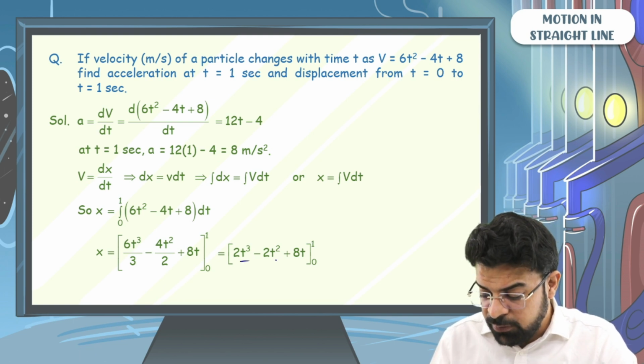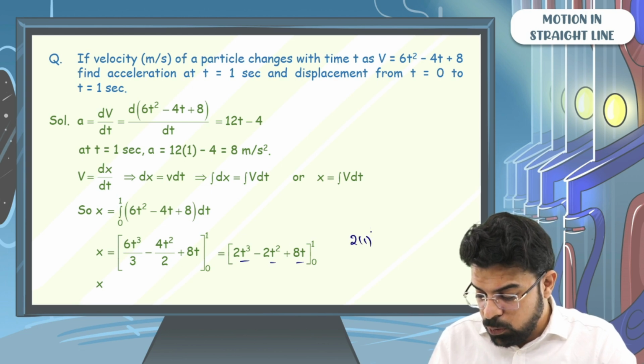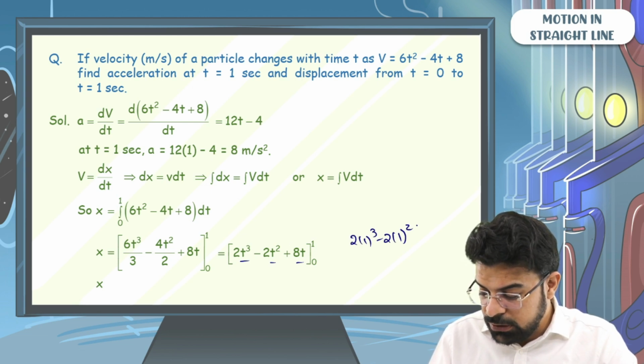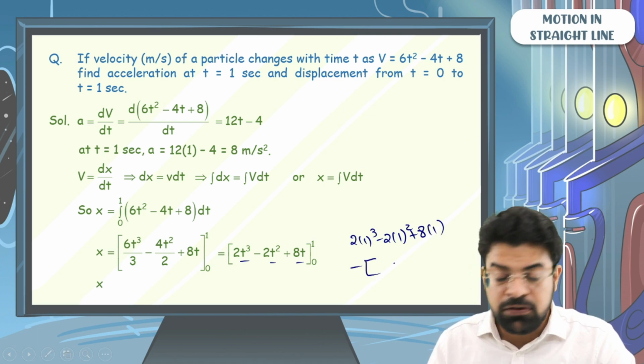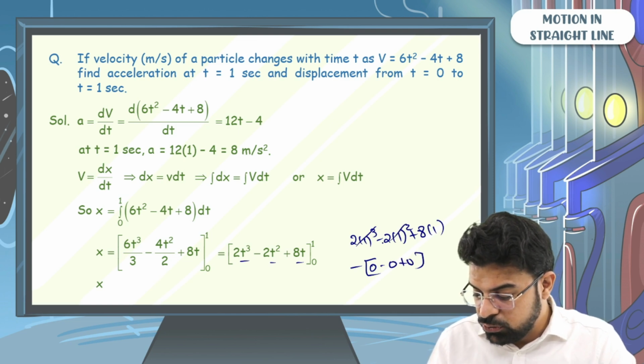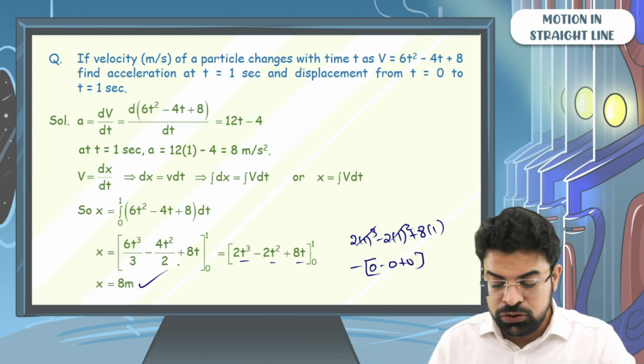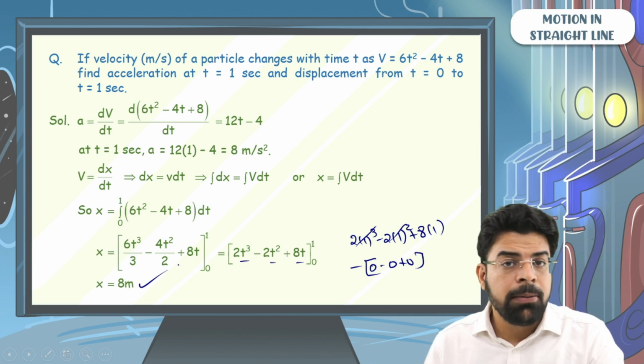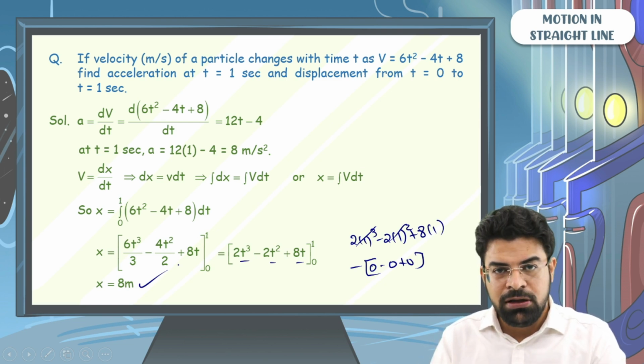So in place of t, first substitute 1. So you get 2 into 1 cube minus 2 into 1 square plus 8 into 1, minus, in place of t, substitute 0. So you get 0 minus 0 plus 0. So you get x equals 8 meter. Always substitute upper limit minus lower limit. Okay. Let's see the next example.